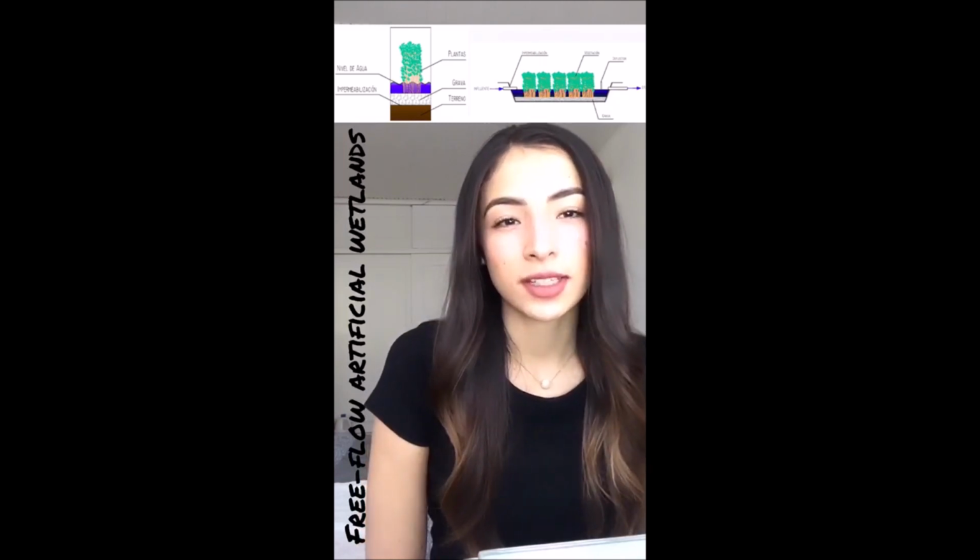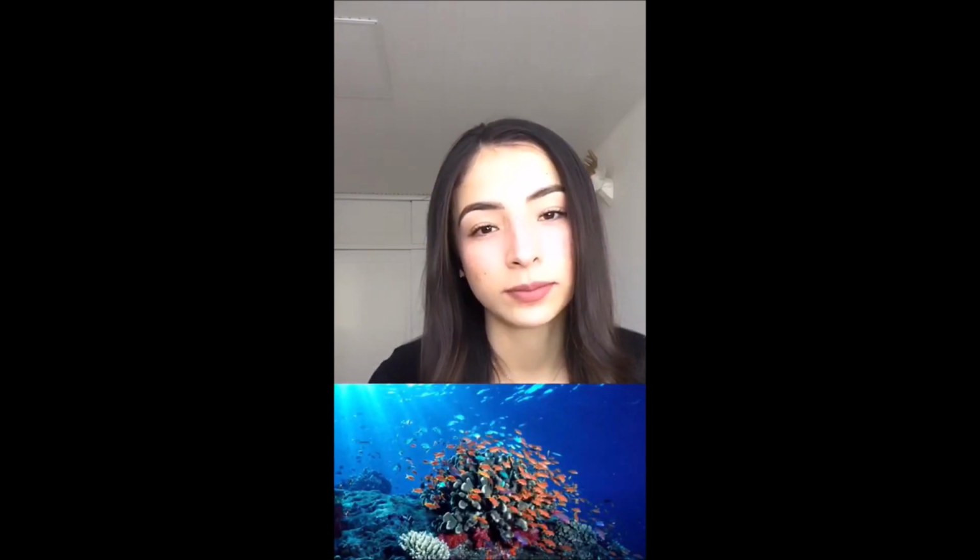Artificial wetlands are classified in four types. First, free flow or surface flow wetlands. The water circulates over the substrate continuously and anaerobic conditions are favored as the water is directly exposed to the atmosphere. They are used to treat effluents from secondary treatment and to create or restore aquatic ecosystems.